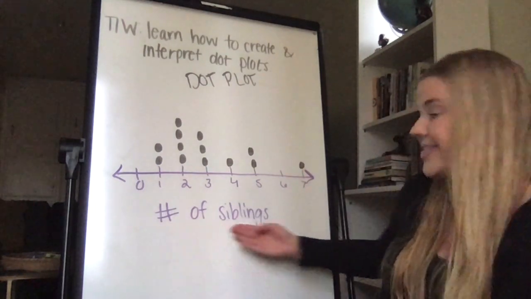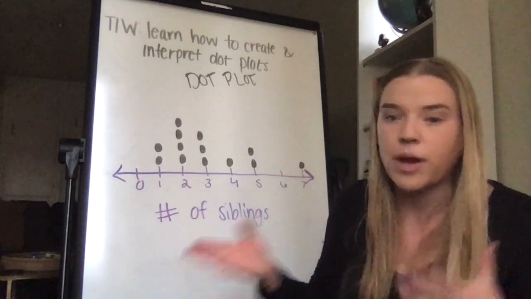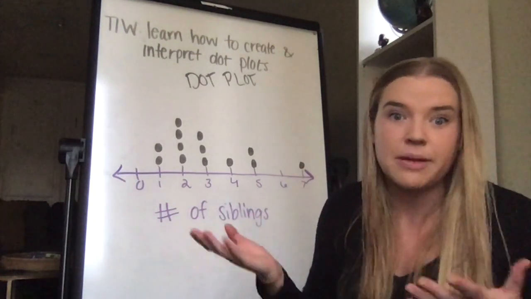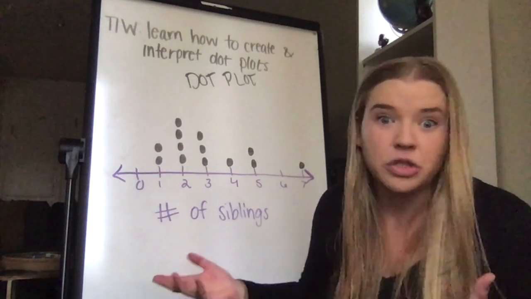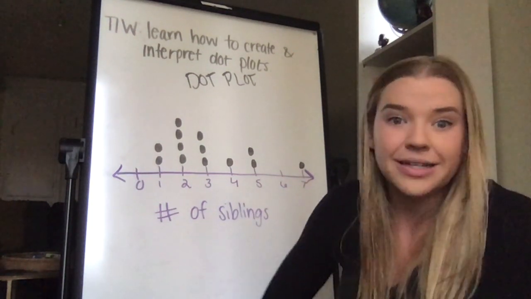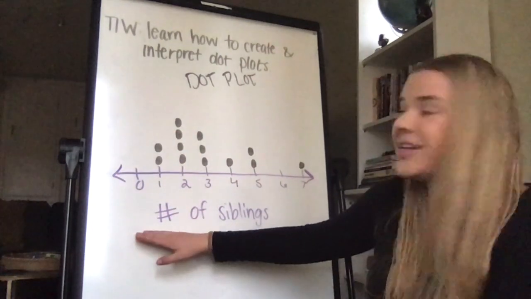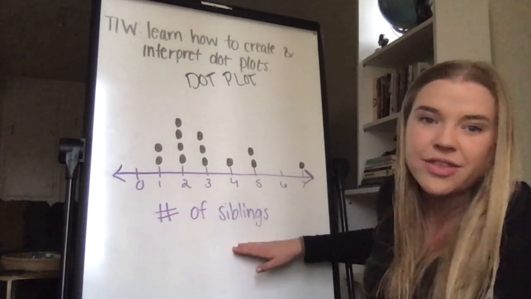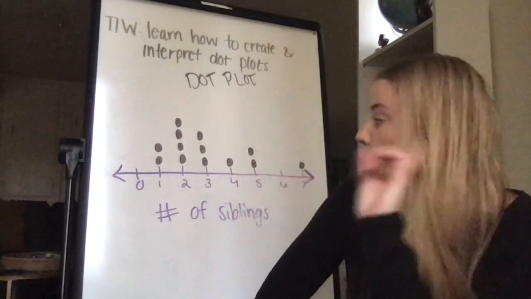You should have looked at this title at the bottom and saw that the data is representing how many siblings these people had. So I would assume that I asked a group of people, we don't know who, how many siblings they had, and these are their answers. So you can tell what the dot plot's about just by the title at the bottom. All right, next question. How many people only have one sibling?